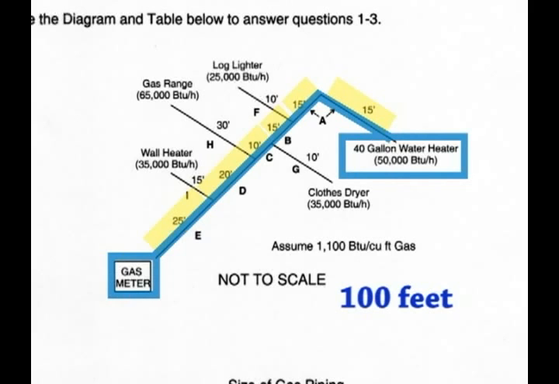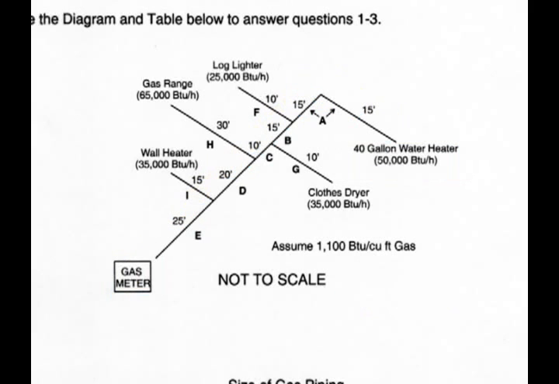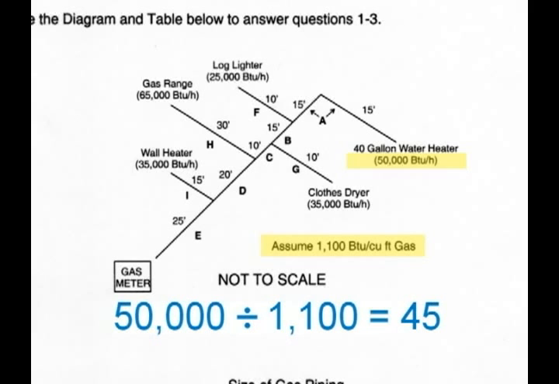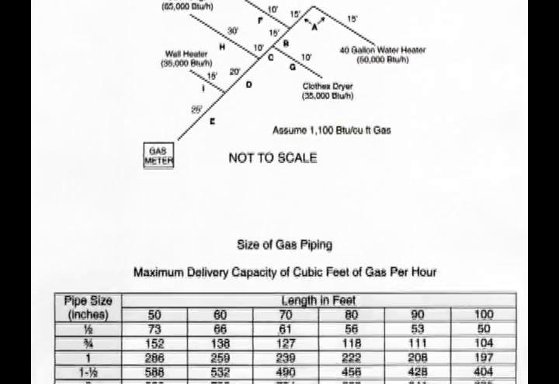And the next thing we need to know is the BTUs used. We've already seen that it's 50,000. We take that 50,000 and we convert it to cubic feet. How do we do that? It's actually on the bottom of the diagram. Assume 1,100 BTUs for every cubic foot of gas. So we take the BTUs of 50,000 and we divide 1,100 into 50,000. And the answer that we come up with is 45 cubic feet of gas. Now we have all the data that we need to work the chart.